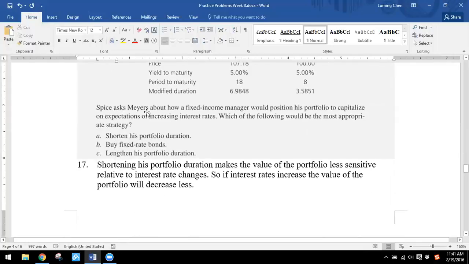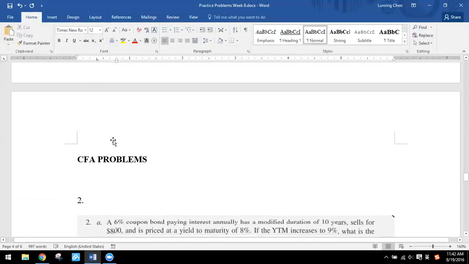So the customer asks the CFA how a fixed income manager would position his portfolio to capitalize on expectations of increasing interest rates. Which of the following would be the most appropriate strategy? If the interest rate is increasing, then the bond market is facing big problems because the bond price will fall. So to hedge the risk of falling bond prices, the CFA should shorten his portfolio duration, because duration is the price sensitivity to interest rate hikes. Well, that's it. That's the answer to this question.